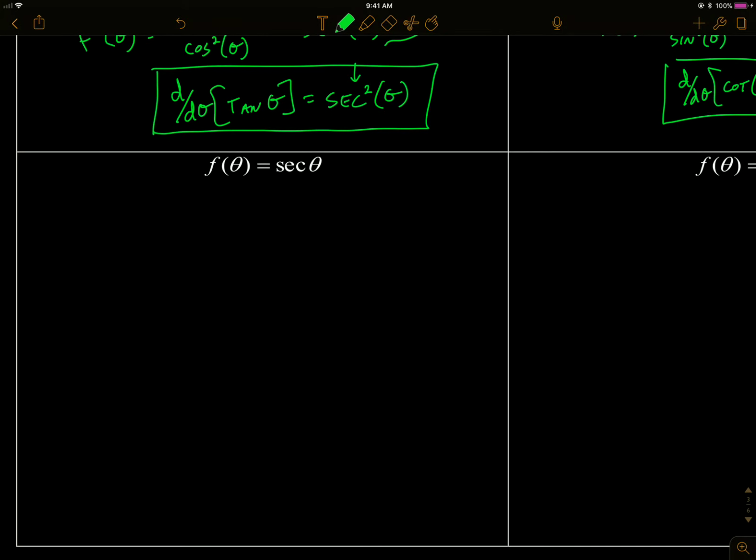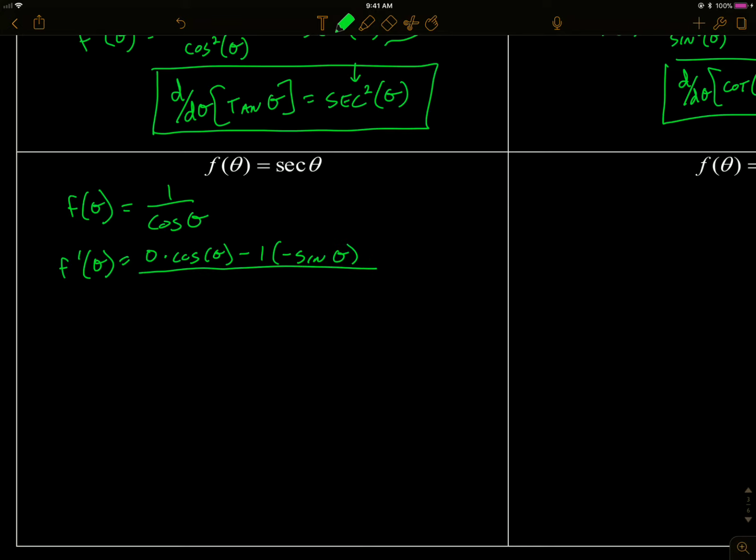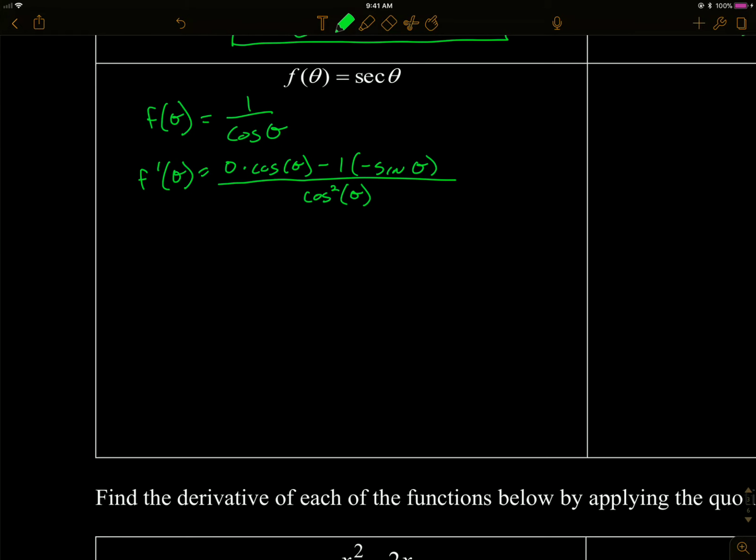Let's try secant now. If I rewrite secant as 1 over cosine, I can then apply the quotient rule to that guy. So now f prime is 0 times recopy the denominator, minus recopy the numerator times the derivative of the denominator, over denominator squared. Those parentheses are important because of that minus sign. It shows that it's multiplication, not subtraction. Whoops, it's not x. I get 0 minus a negative times negative, so it's actually plus sine of theta over cosine squared of theta.